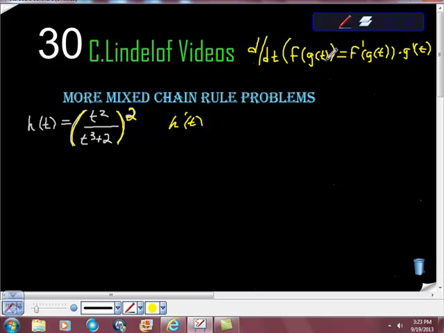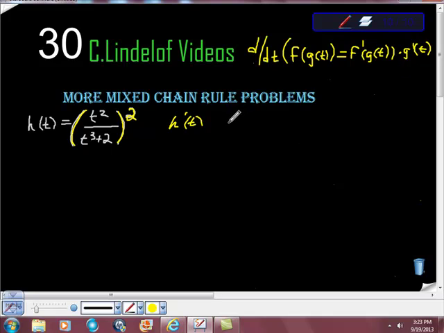So I'm like, okay, this is the derivative with respect to t of f of g of t. That is to say, if we have an outside function with another function tucked inside of it, the derivative is f prime at g of t, the derivative of the outside function, times the derivative of the inside function. So that's all I'm going to do.